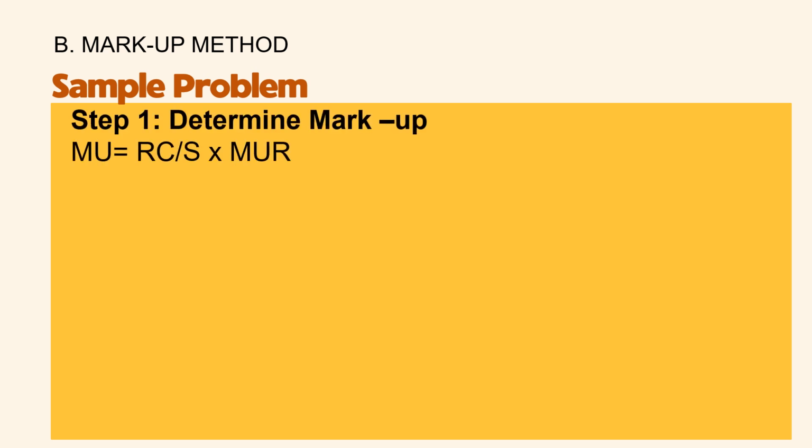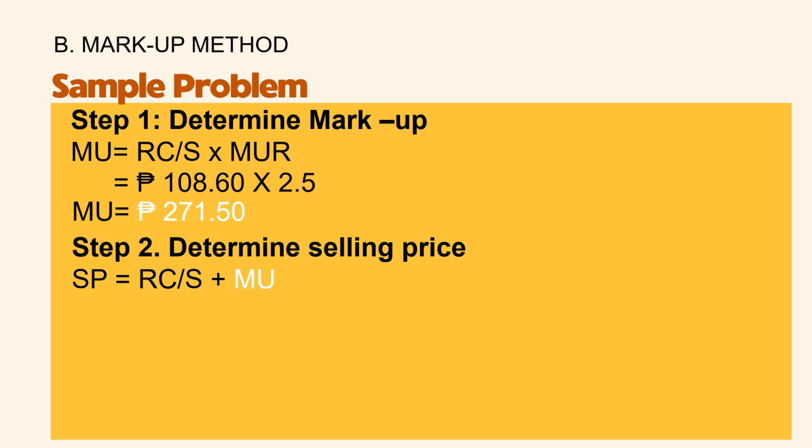Example, for step 1, we have to determine the markup. So markup is equal to recipe cost per serving times the markup rate. So 108.60 times 2.5 is equal to 271.50. So the markup is equal to 271.50.